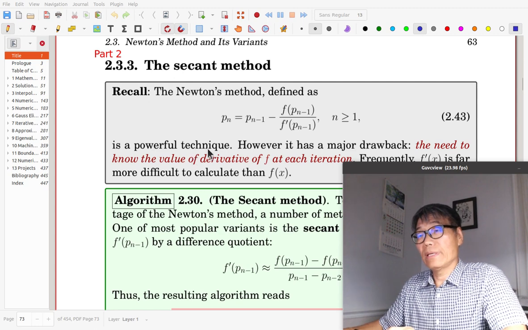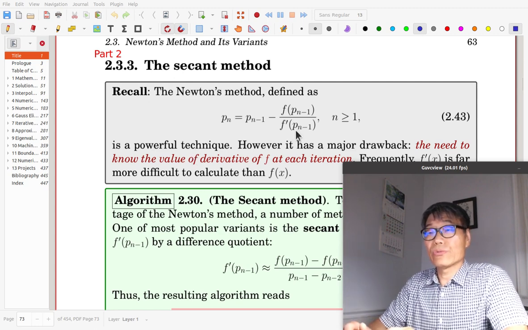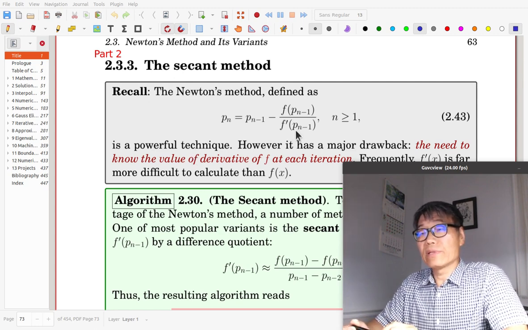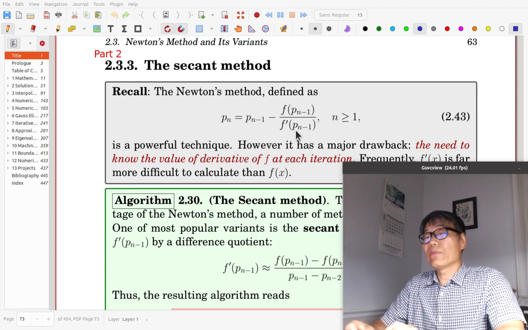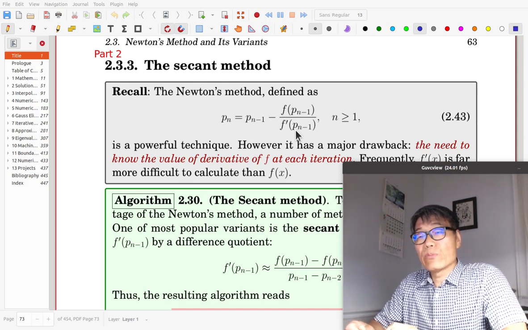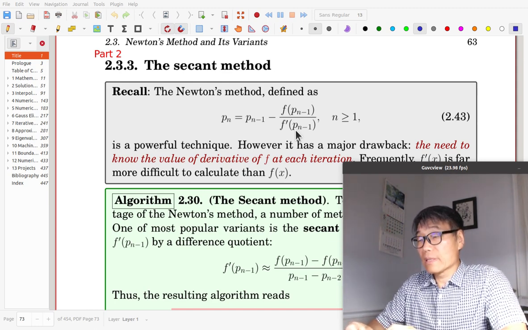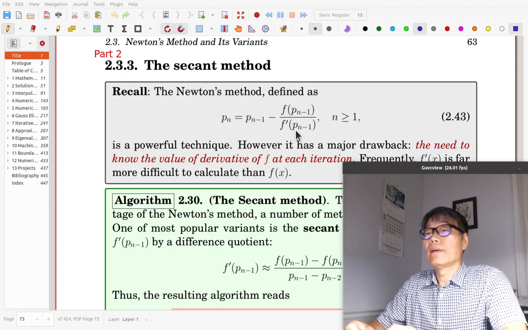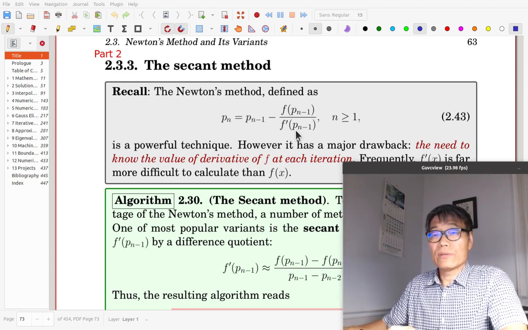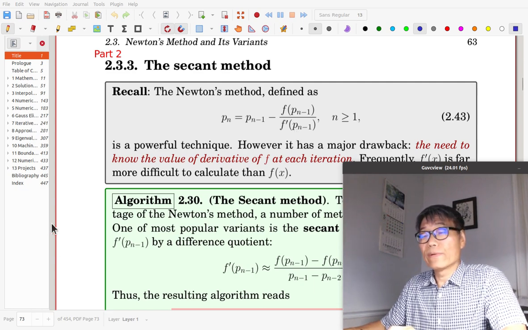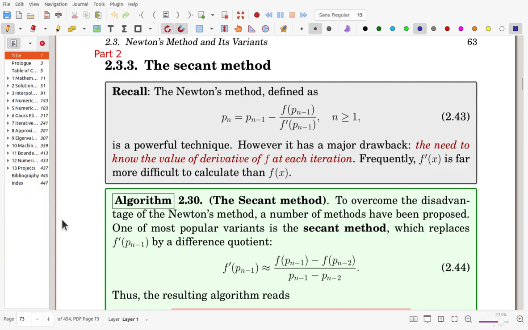As you can see here, it requires evaluating the derivative of f at each iteration. In many cases, derivative evaluation is much more difficult and expensive than function evaluation. So in order to overcome the drawback of Newton's method, various methods have been proposed.